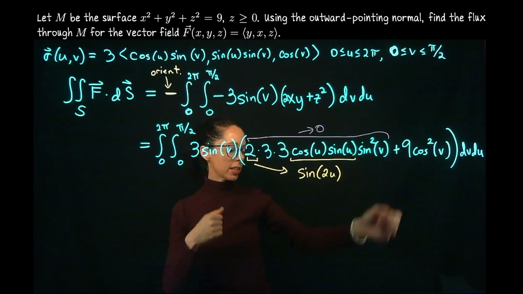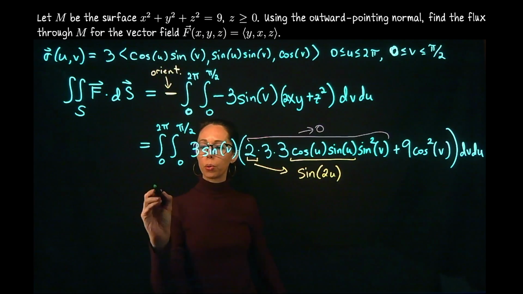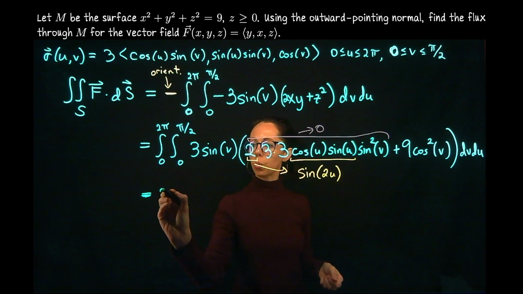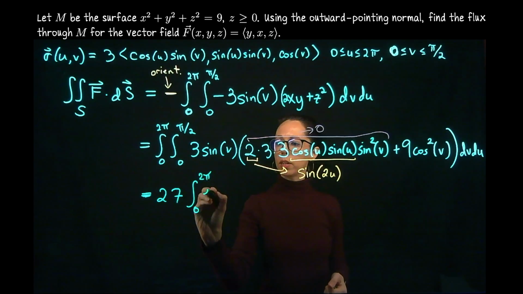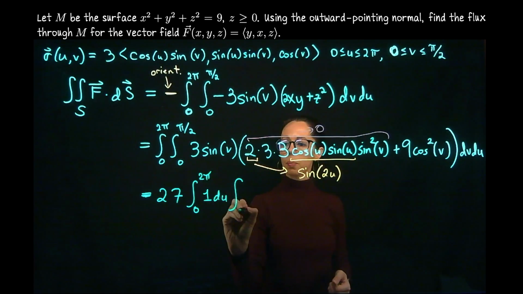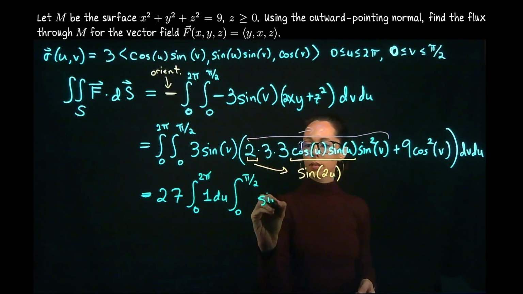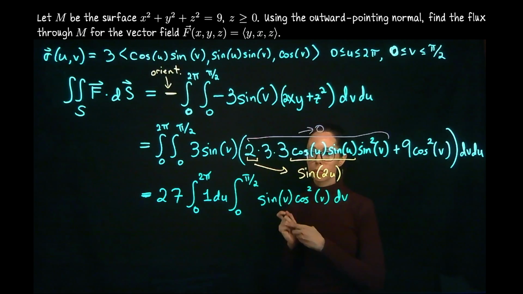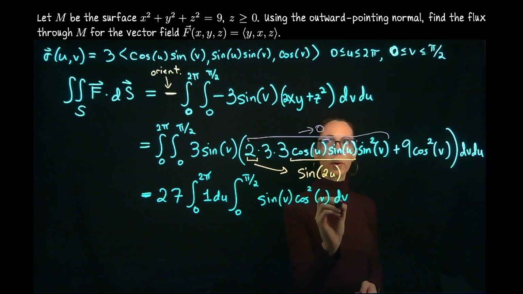Everything left in the integrand only has v dependence. So as I write this, I'm going to take this double integral and write it as a product of 2 independent single integrals. You don't have to do that, that's my choice. 3 times 9 is 27. And then for the u part, we have 0 to 2 pi, 1 du. And then 0 to pi over 2, sine v cosine squared v dv. Again, this product here is optional. We're going to do u-sub here to finish this. u is going to be cosine v.